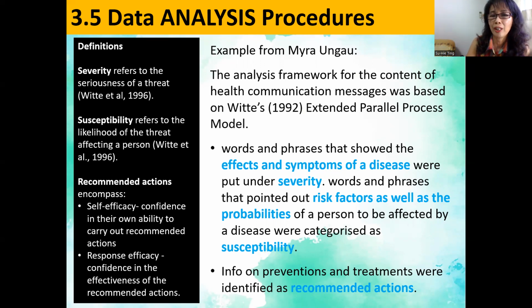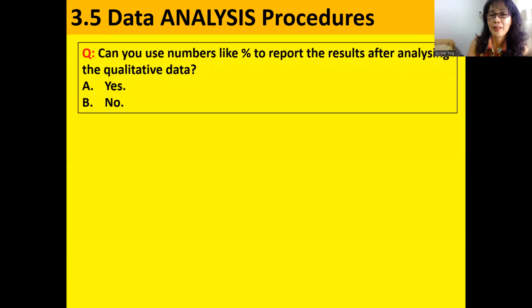Words and phrases that show the effects and symptoms were put under severity. Words and phrases that point out risk factors as well as probabilities of a person to be affected by the disease were categorized as susceptibility. And information on prevention and treatments were identified as recommended actions. So at least you know how she analyzed these 3 kinds of information.